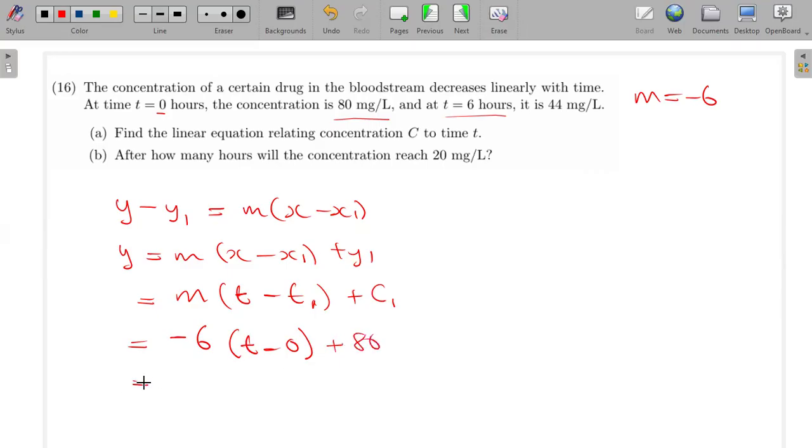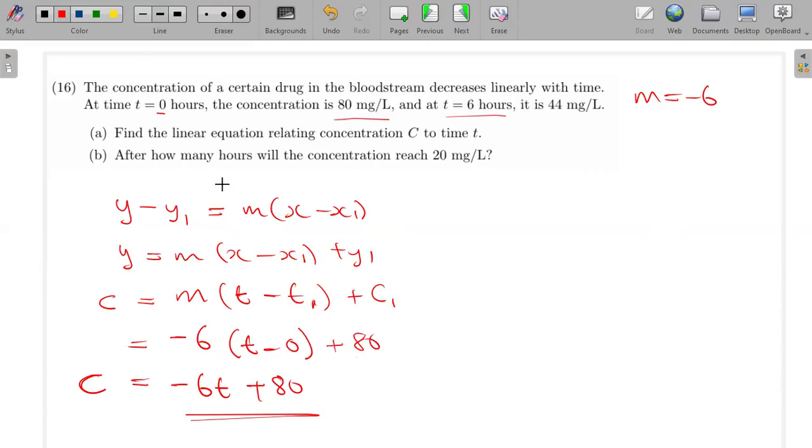To expand this, I just get that my concentration C, where I replace my C, will be negative 6T plus 80. So this is the linear equation that relates the concentration to time.